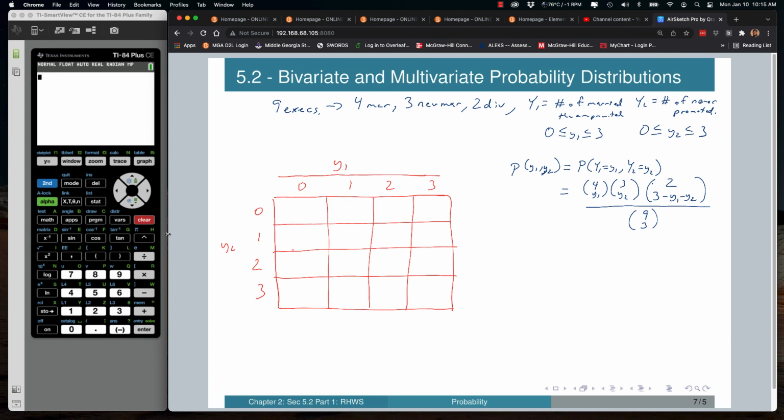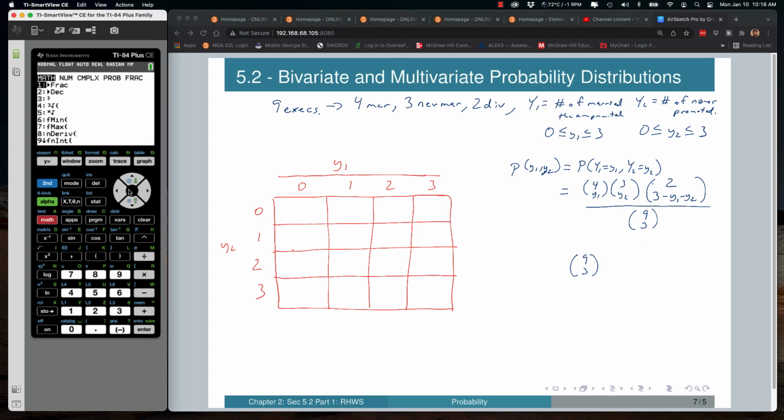So what do I have going on here? It's simply plug and chug at this point. If y1 equals 0, y2 equals 0, let's first go ahead and figure out what 9 choose 3 is, so we don't have to worry about it in the calculator anymore. So I do 9, math, go over to prob, option 3, choose 3. I think it's going to be 84, if I'm not mistaken. It is 84. That's going to be the denominator for any of these probabilities that are valid.